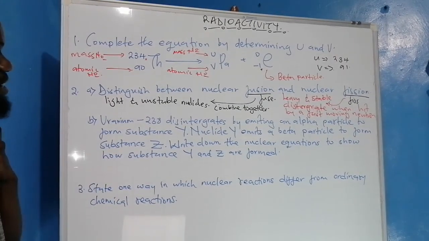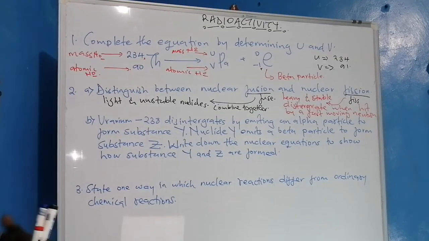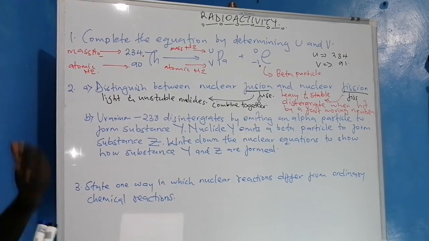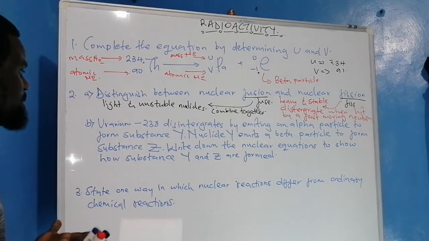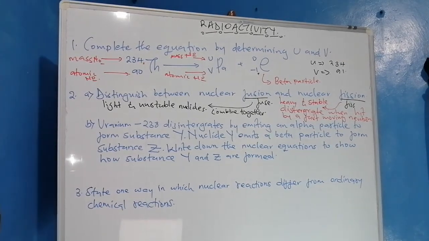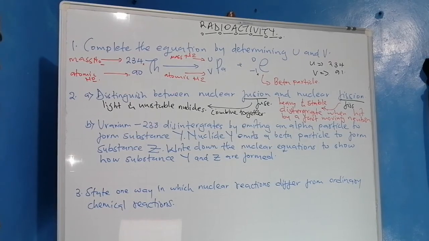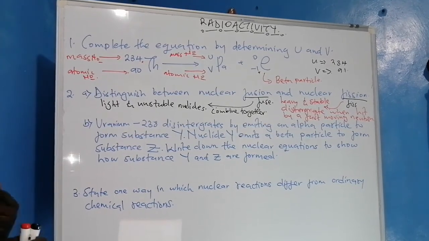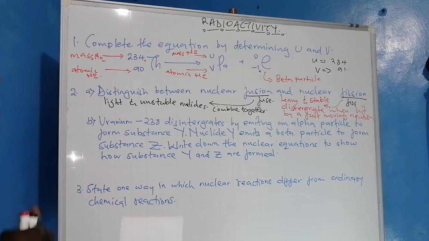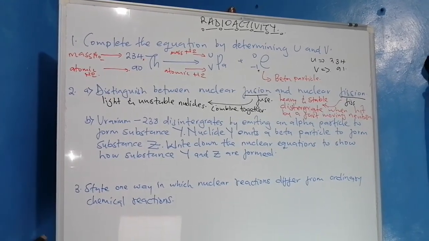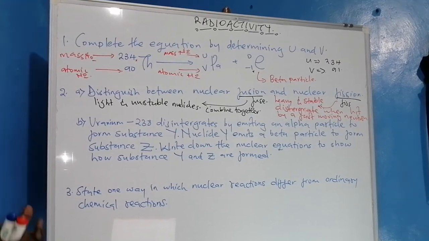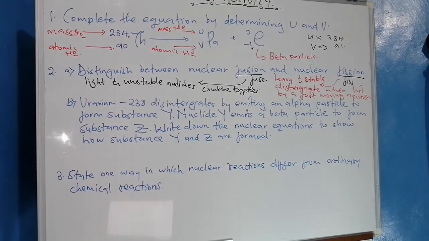Now let's go to part B. We are asked: uranium-238 disintegrates by emitting an alpha particle to form substance Y. The nuclide Y emits a beta particle to form substance Z. Write down the nuclear equations to show how substance Y and Z are formed.